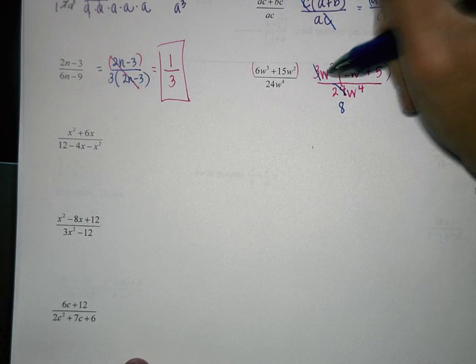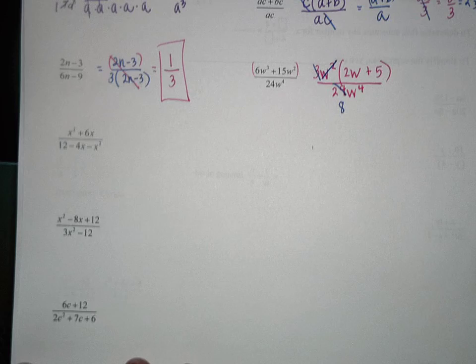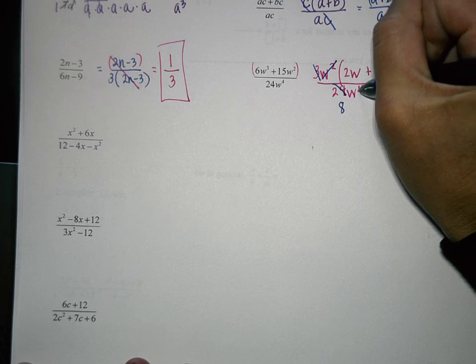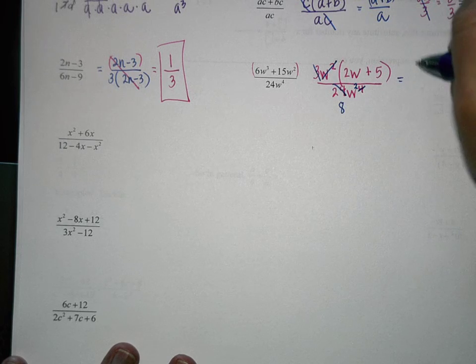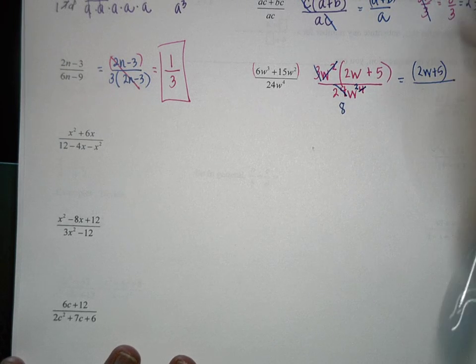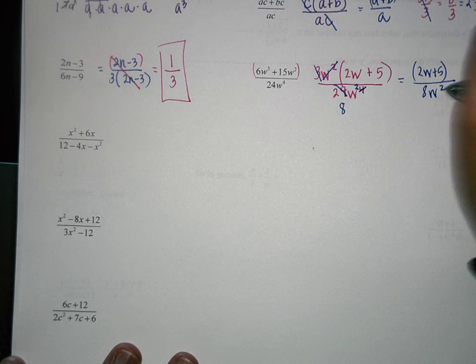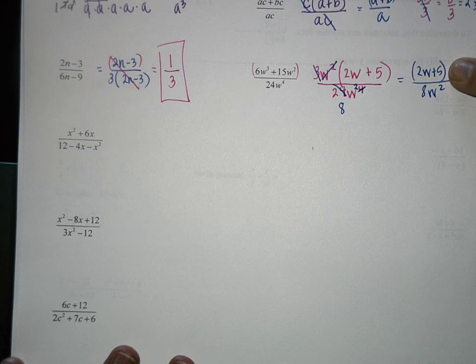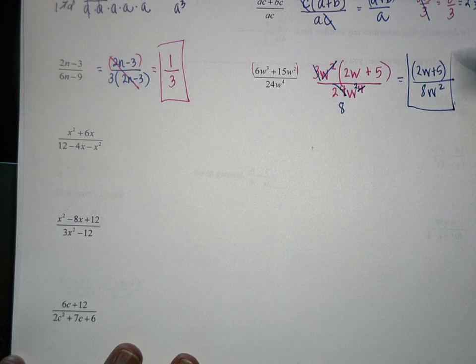And then w squared and w to the fourth, we know that we can cancel out 2 of the w's here, and then 2 of them would cancel out here, which would leave me with w squared left over. On the top, I still have 2w plus 5, and in my denominator, I'm left with an 8 and a w squared. So now I have a binomial on the top and a monomial on the bottom, and so I cannot reduce these. I can't reduce any more w's because that whole piece right there is connected together. So that's my final answer.